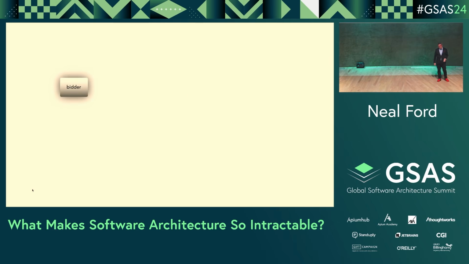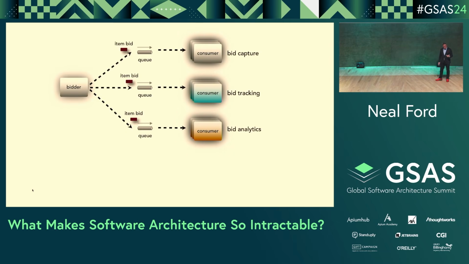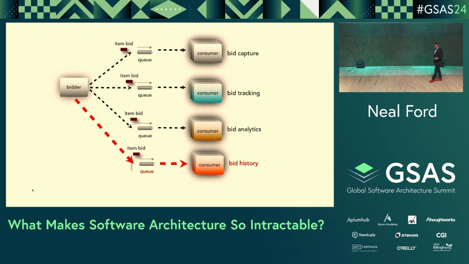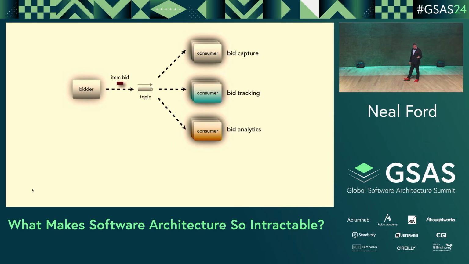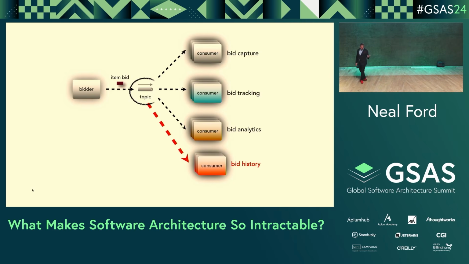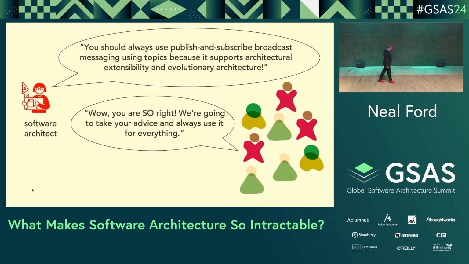So if you're using point-to-point messaging with message queues and you want to extend it, that means that to extend it, you have to add a new queue, and you have to modify the bidder, and you have to add a new contract, which is a big hassle. It's better if you just use topics. That way, if you add a new consumer, you just subscribe to that topic. No changes to the bidder, no changes to the bid, any of that stuff. So much nicer, cleaner, easier. So wow, you're right. That's the way we should go.